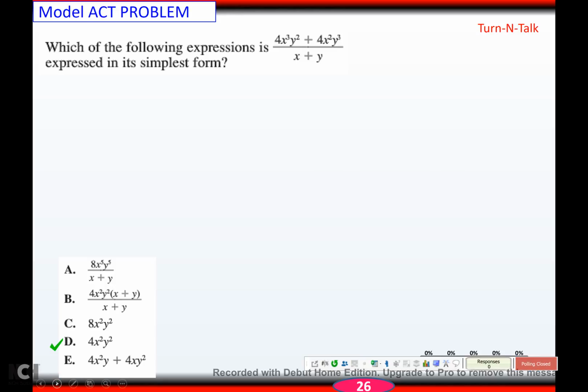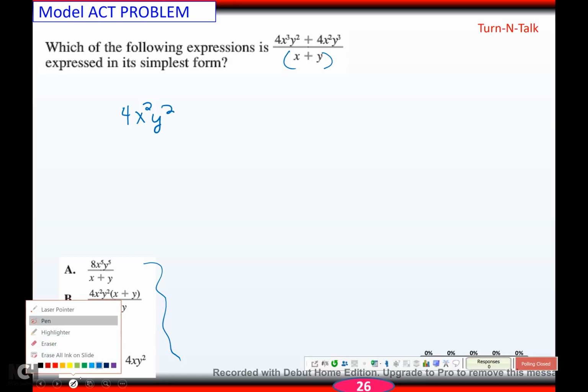And hopefully you got D. Okay, which of the following expressions is expressed in simplest form? Well, I'm looking at my solutions, and clearly most of them, except for these two, got rid of the denominator. So what that tells me is there's probably a GCF in the top, and there sure is. On top, my GCF would be a 4, 2 copies of x, and 2 copies of y.